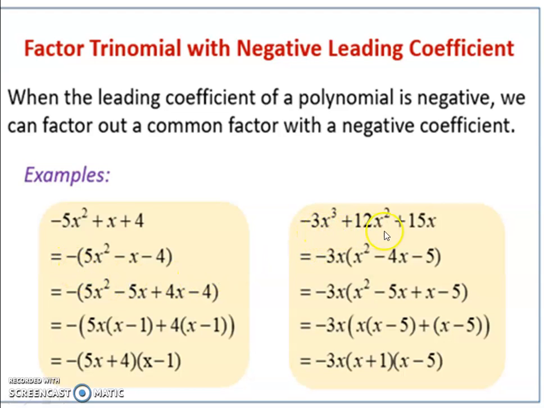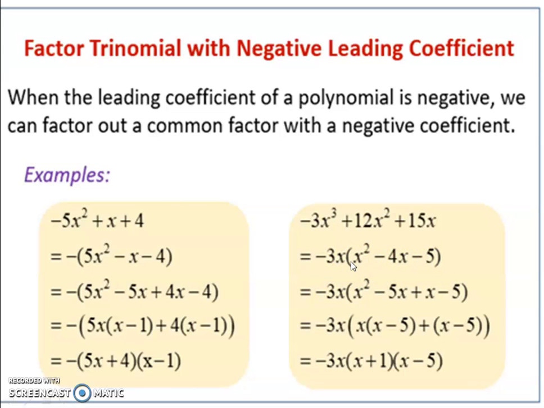Here we have to take 3x common, and x we have to take common, because each term has x. What is remaining then? Minus 3x cube, taking minus 3x common, so positive x square is remaining. Then 12x square divided by minus 3x gives minus 4x. 15x divided by minus 3x gives only minus 5. So minus 3x remains the same, times x square minus 4x minus 5.